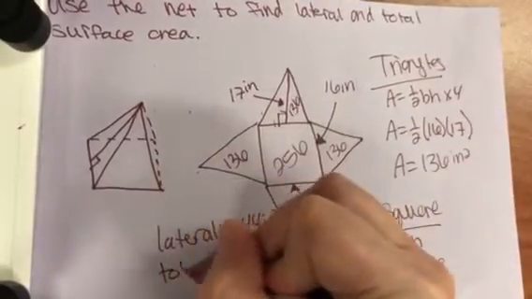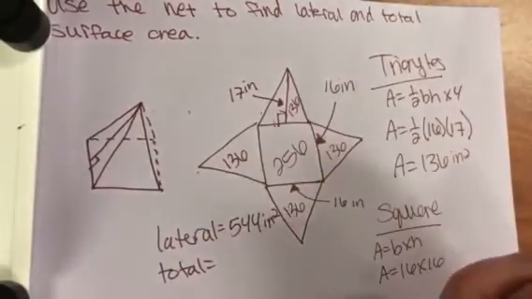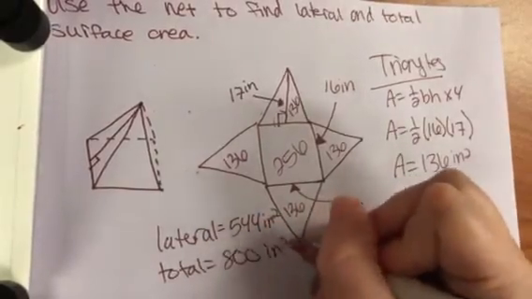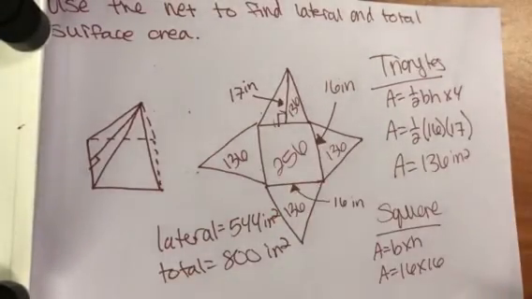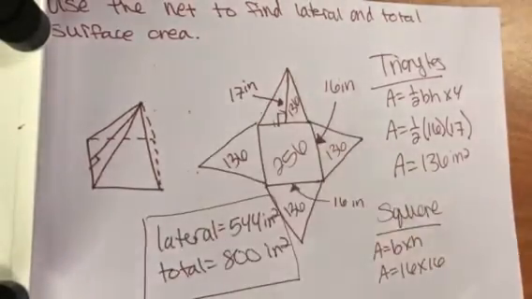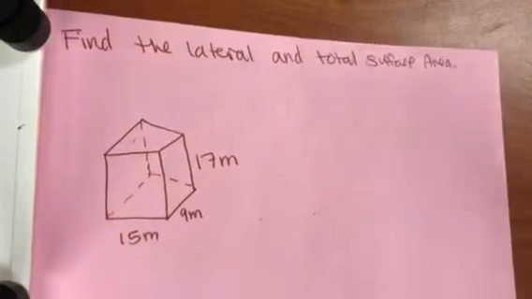And then my total surface area, all I have to do is add 256 to that. 800. Oh, that was nice. That was really nice. And that's it. I'm done. Box in your answer. There you go. Nice. Okay, we got one more.